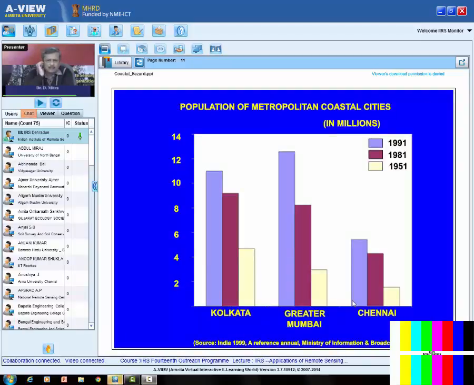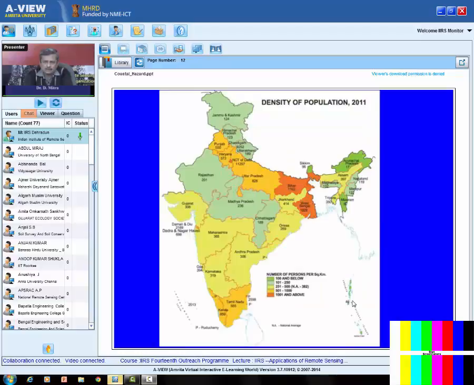All the three coastal metros, Calcutta, Mumbai, and Chennai, if you see the population density in the years 1951, 81, 91, you can see how the population has increased in all the three metros in the coastal region. And this basically is telling you about the density of the population in the latest census.